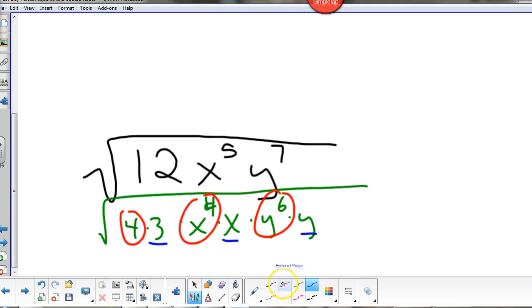So it's pretty easy then. I'm going to square root all of these: the square root of 4 is 2, the square root of x to the fourth is x squared, and the square root of y to the sixth is y to the third. And what's left in the radicand is 3xy. Those factors.